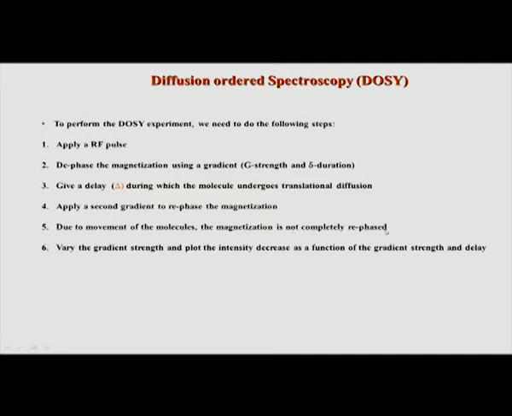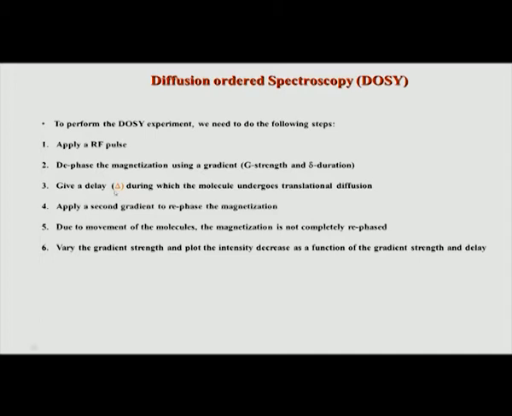So, the amount of decrease in the intensity I can measure by simply 2 experiments. I keep the delay the same, and in one experiment I do not apply a gradient, and in another experiment I apply the gradient. When I do not apply the gradient, there is no question of dephasing, so there is no question of worrying about rephasing. So, the signal remains in phase throughout the experiment. That is my first point.